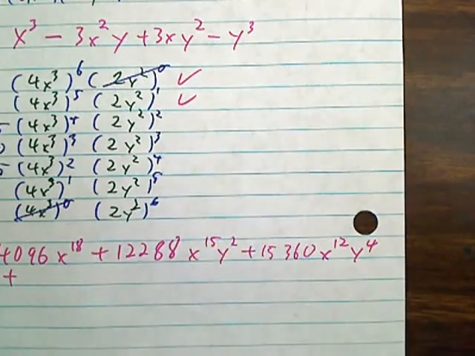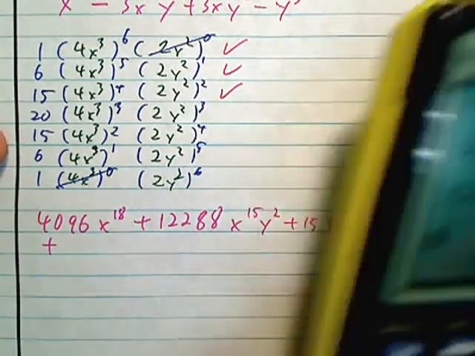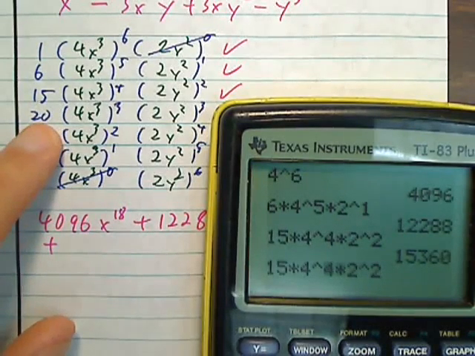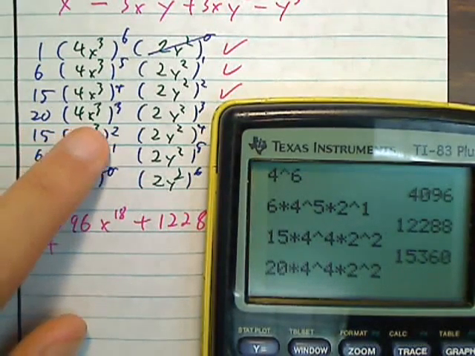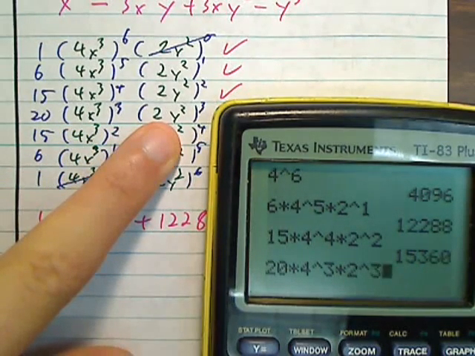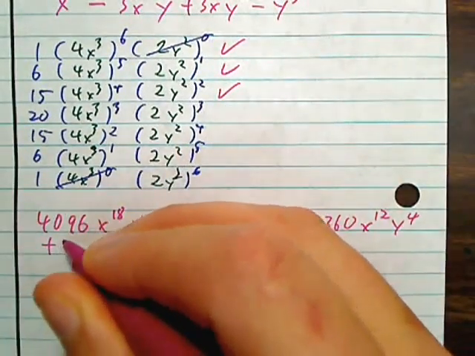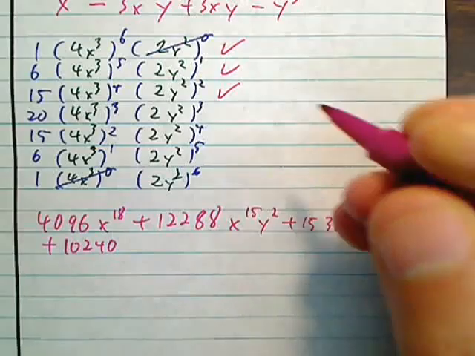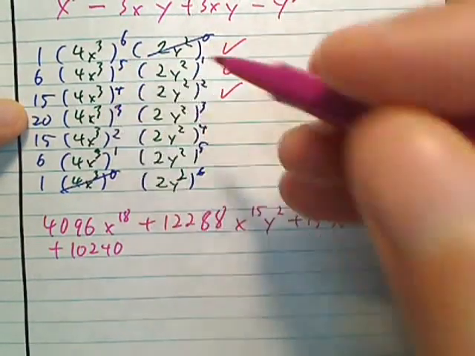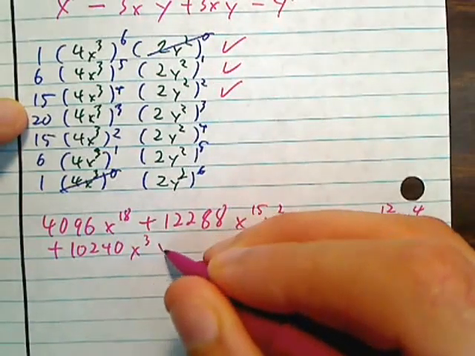We're going to have to go down to the next line now. Next line, 20, 20, 4 to the 3rd power, 2 to the 3rd. 10 to 40. Okay, now look at your exponents. Multiply the exponents. 3 times 3 is 9. 2 times 3 is 6.